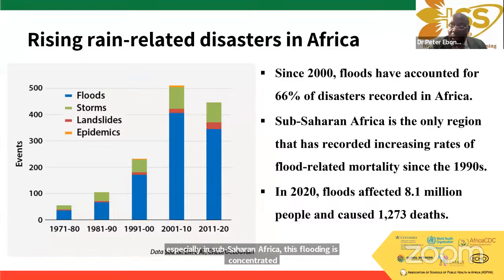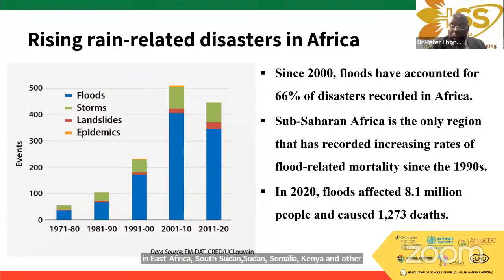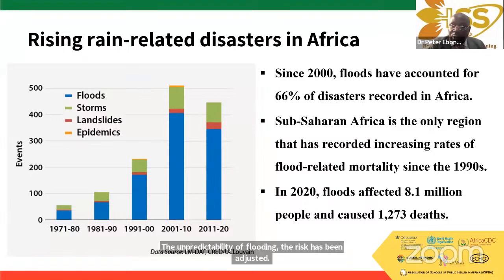They are the ones really having the largest number of people affected by floods. Reflective of the unpredictability of flooding from year to year, the list has been adjusted, and also in Central Africa now, some of the countries, Central and West Africa, are also seriously affected or impacted.